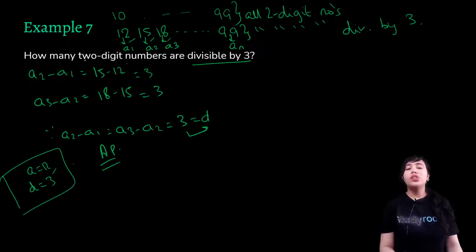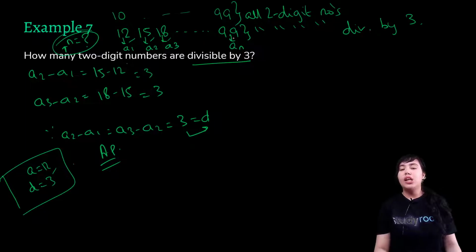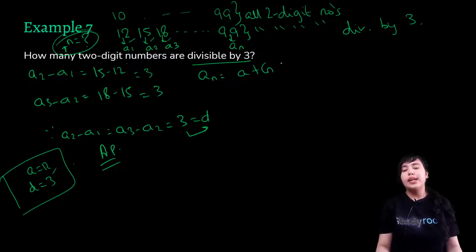Now you want to find out the number of such 2-digit numbers. That means you're basically wanting to know the value of n. And this is your last term, which I'm calling AN. Okay, let's say there are n 2-digit numbers divisible by 3. So the last term would be the nth term, AN. And we know that AN is actually equal to A plus n minus 1 into D. What is my A? It's 12 plus n minus 1 into D is 3. And this is actually equal to 99. This is my nth term for this AP.